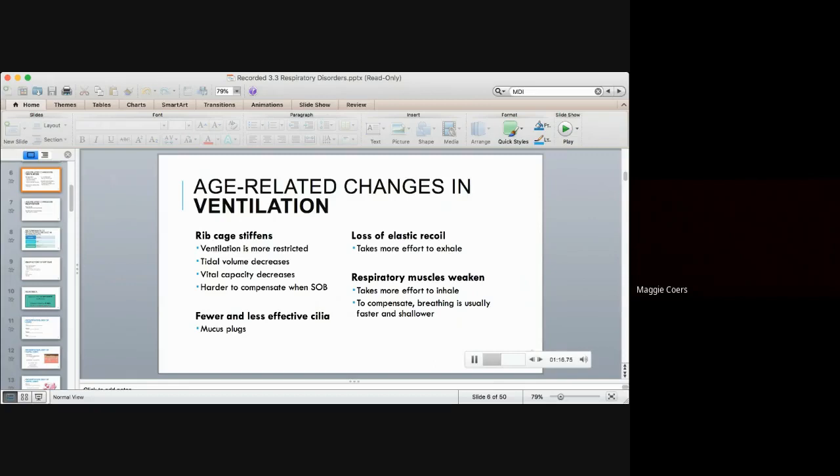For an older adult, they lose that cilia, and the cilia are not as powerful. So older adults often have mucus plugs and trouble coughing, especially coughing things up. Also, elastic recoil, which is really important with ventilation because that is what lets our lungs snap back to a deflated state. So we have a loss of elastic recoil.